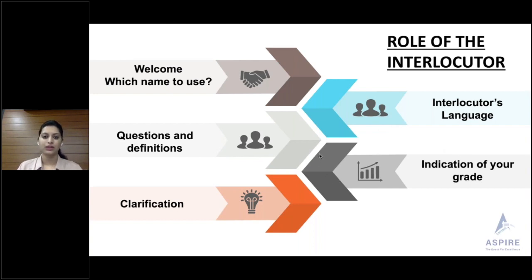So the interlocutor's language. They won't be a native English speaker. They will be somebody from your place, but they will have really good English and they will make sure that you can understand them. They will not be too fast or too slow. They will be easy to follow. All right, the next point, indication of your grade. The interlocutor will record your role plays and your role play will later be assessed by two other professionals from OET and they will give you your assessment. The interlocutor is not trained to assess you, hence they will not be giving you a grade then and there, and neither can you ask for it.